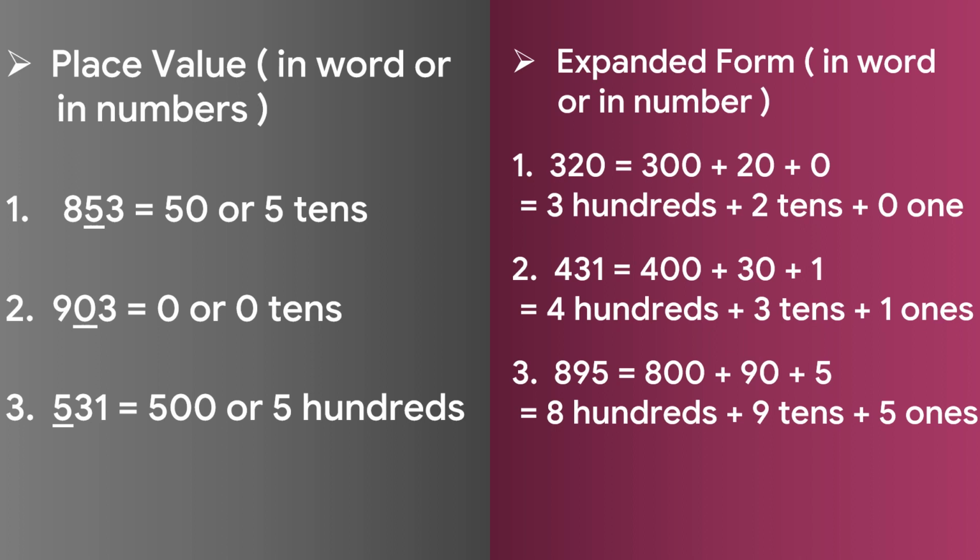If you want to write the expanded form in word, then what do you have to write first? First you have to write 8, then write hundreds, because 8 is in the place of hundreds, plus 9 in the place of tens. That's why you have to write 9 tens, and then plus 5 in the place of ones. That's why you have to write 5 ones.